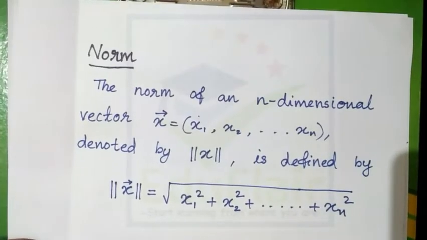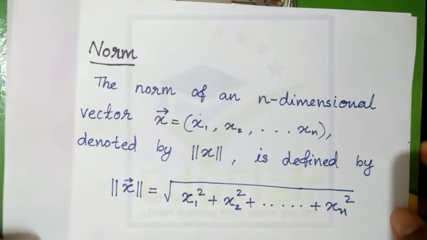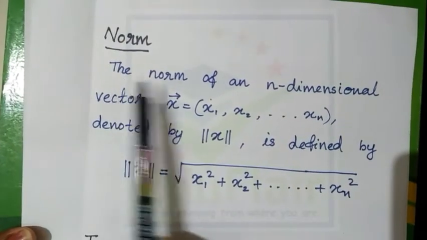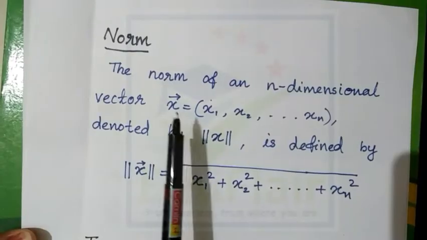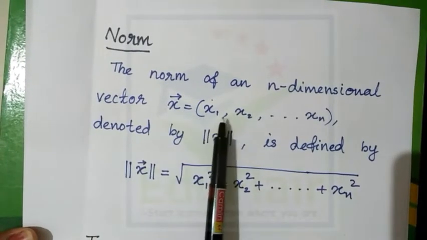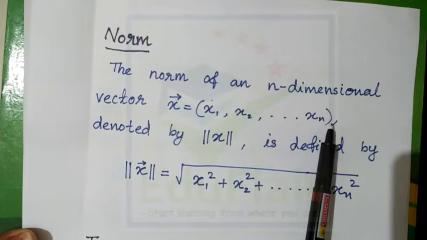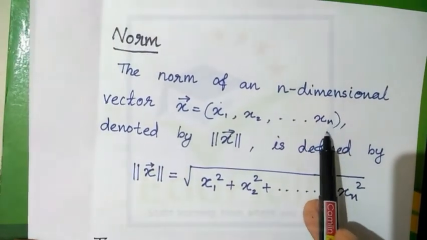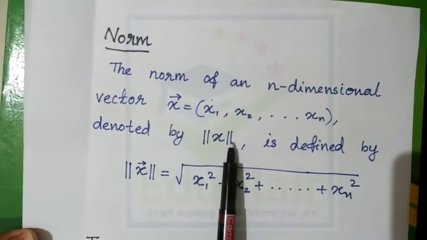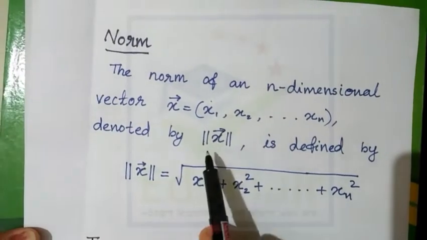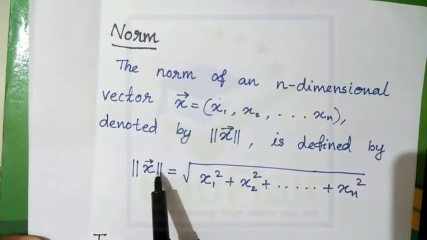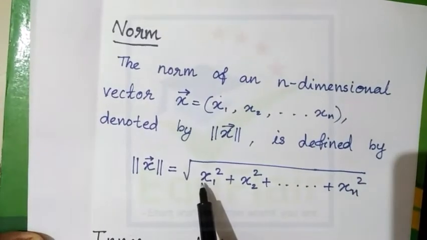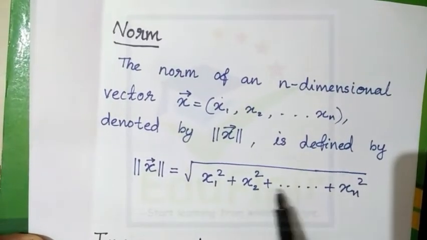Now we are going to discuss two important terms related to vectors. First one is norm. The norm of an n-dimensional vector x, whose components are x1, x2, etc. xn, is denoted by norm of x. So the norm of vector x is equal to the square root of x1 square plus x2 square plus etc.